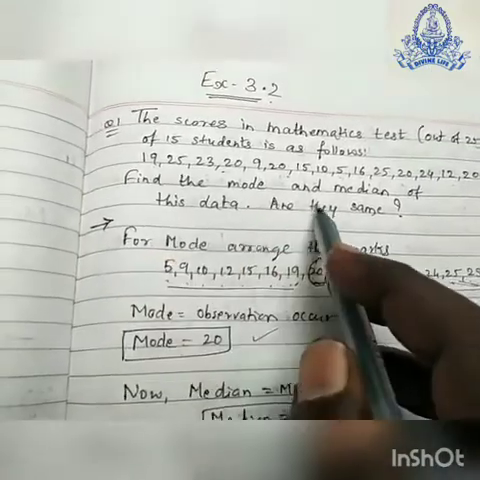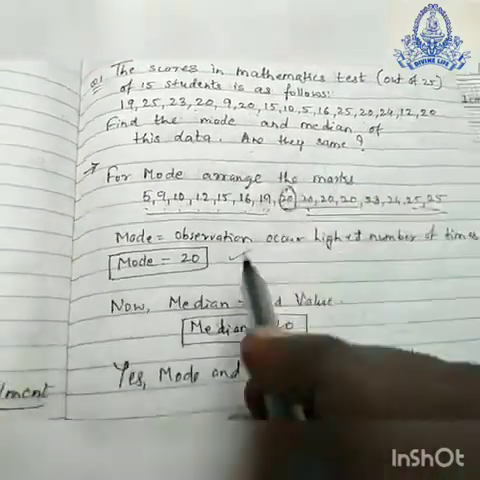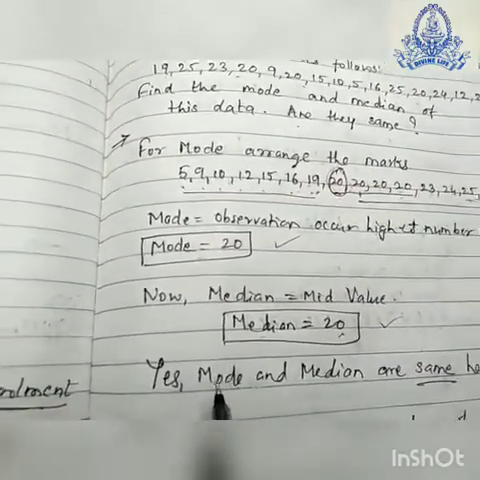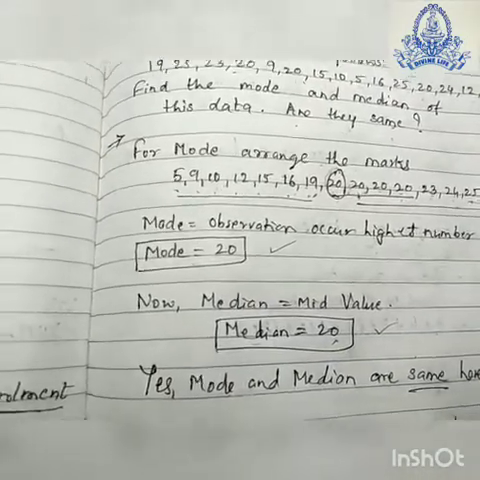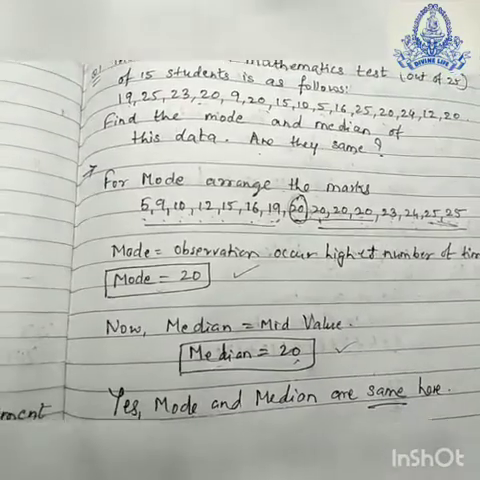Next, the question asks whether mode and median are the same. We see that mode is 20 and median is also 20. Yes, we will write yes, mode and median are the same here.